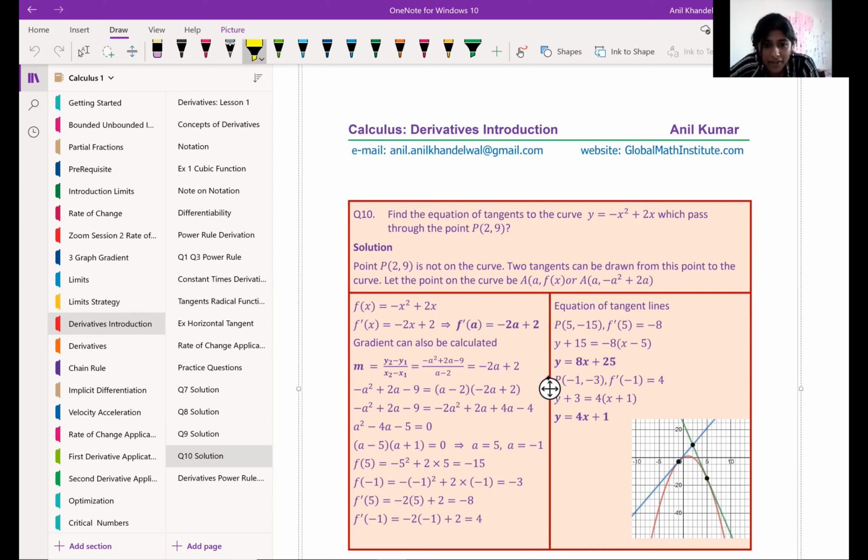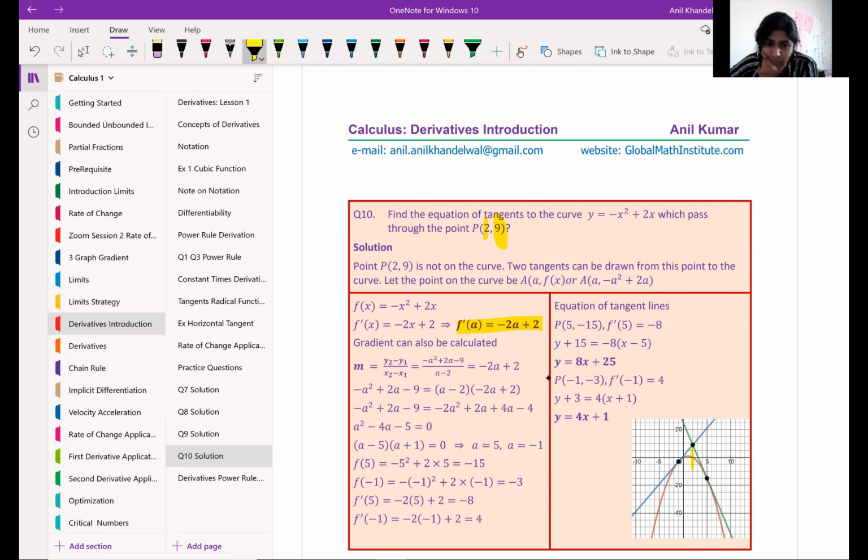Perfect. Do you sub in the point too? Okay, now here's the critical part. If I sub in the point x equals 2, what do I get? You get minus 2 squared, which means minus 4, and 2 times 2 is plus 4. When you add them up, y is 0, not 9.